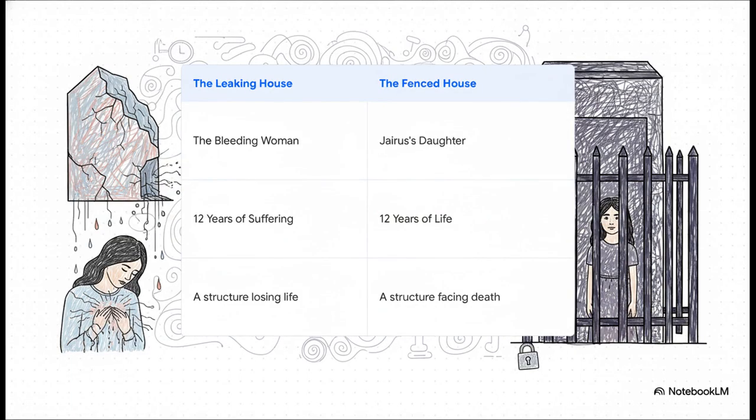So, we've seen the exploded house on the outside, on the border. Now the blueprint takes us inside the community. And here we find two more forms of decay. These are more subtle, but believe me, they are just as deadly. We have the woman suffering for 12 years and the young girl who's been alive for 12 years. Both are defined by that master number 12, but their problems are different. One structure is slowly leaking life away. The other is completely sealed off, facing certain death.